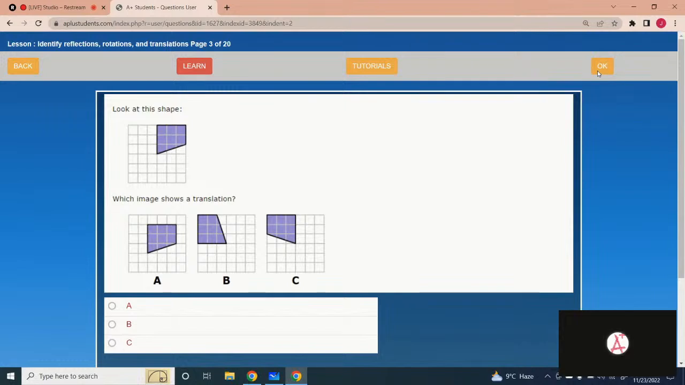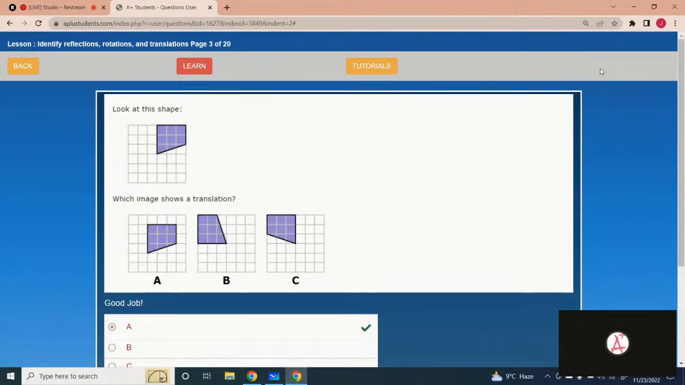It would be A. No, B. Yes, A is the translation. Just select the correct option, then click on the OK button. Good.